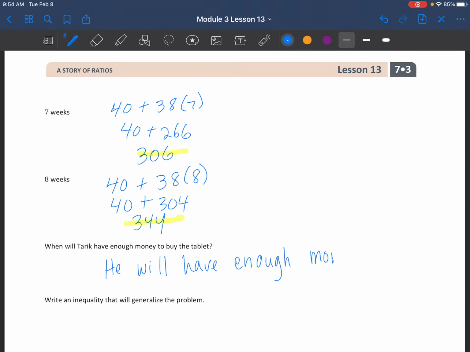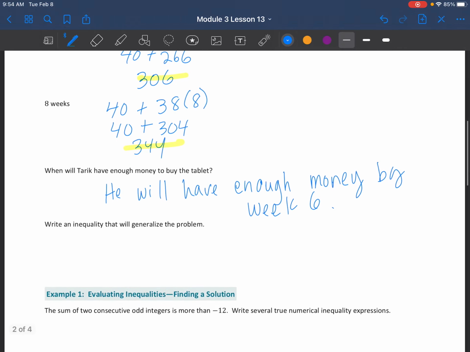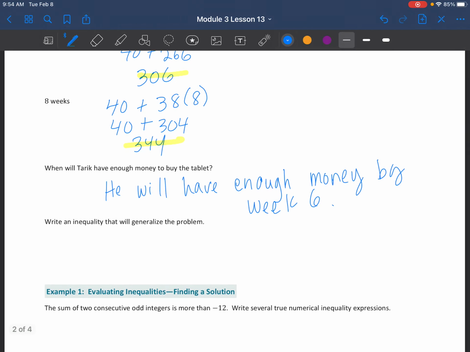So the question here is, when will Tariq have enough money to buy the tablet? He will have enough money by week 6. Okay? Write an inequality that will generalize the problem, right? Because, you know, he might want to save a little bit more. Who knows? But this way we can figure out with any weeks, right? We could just populate it.